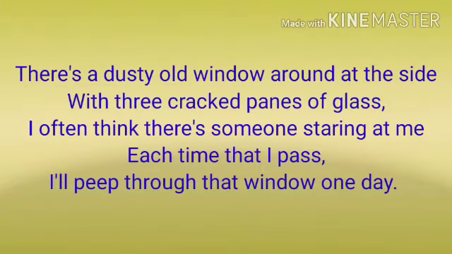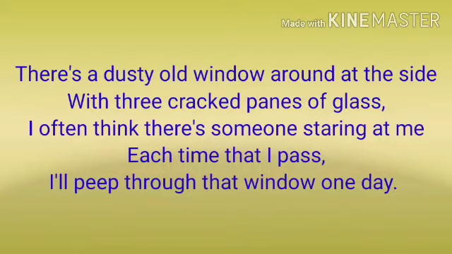The second paragraph: there is a dusty old window around at the side with three cracked panes of glass. I often think there is someone staring at me each time that I pause. I will peep through that window one day. See the first line, children: there is a dusty old window around at the side. So it is full of dust. If nobody uses it, what will happen, children? Usually there will be dust, isn't it? The spider's web will be there, unwanted things will be there, unwanted insects will be there, everything will be there, isn't it?